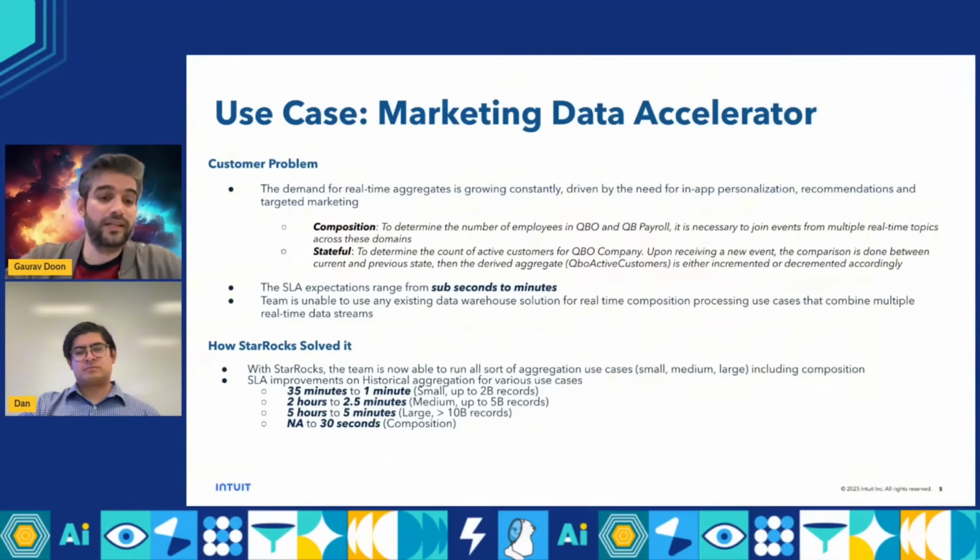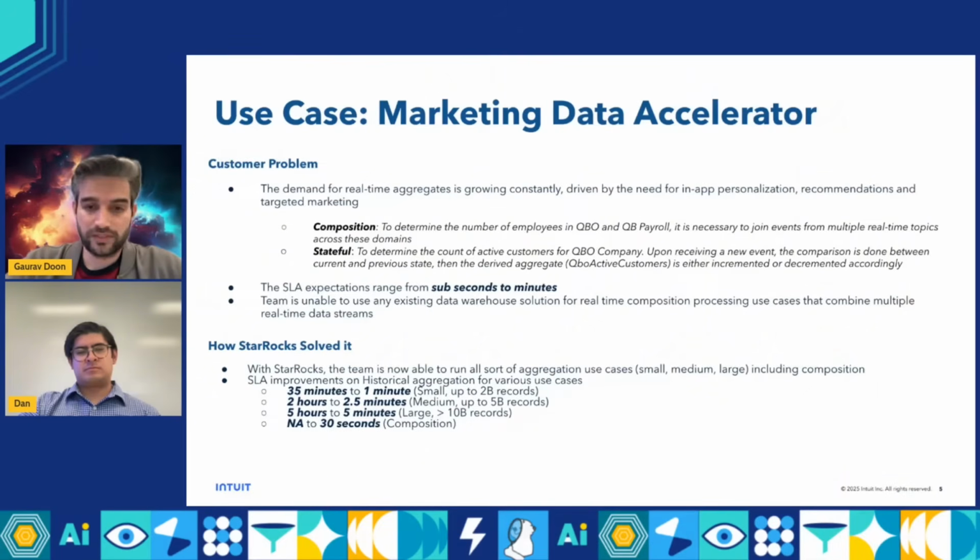So this team had a requirement of SLAs from sub-seconds to minutes. Again, as I said, it's on the other side of the spectrum where the requirements are not so strict, and the reason for that is the very, very large amount of historical data that they have to process. And the team was unable to use its existing data warehouse solution for the real-time composition that I talked about.